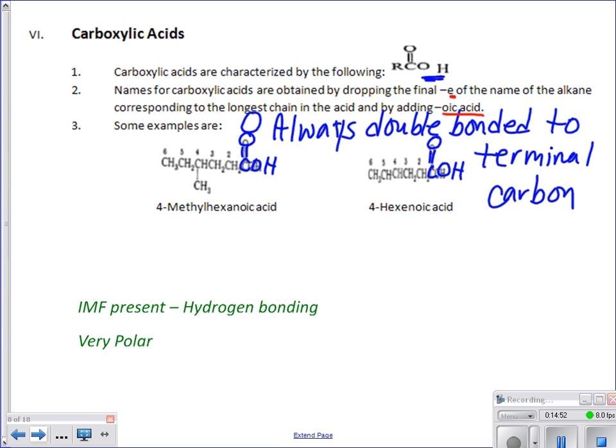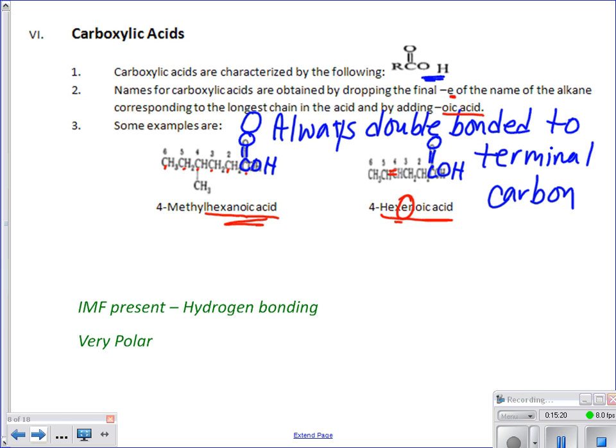In this case, you've got 6 carbons, 1, 2, 3, 4, 5, 6. You have that hexane, but you drop the E and it becomes hexanoic acid. So that is a carboxylic acid. You can have something like this with an alkene or an alkyne as well. It's kind of hard to see, but there's a double bond in there, so that's why that naming occurs. But it's still a carboxylic acid.